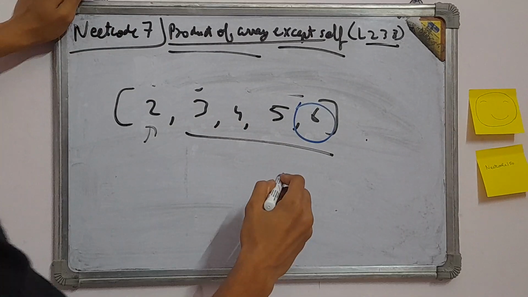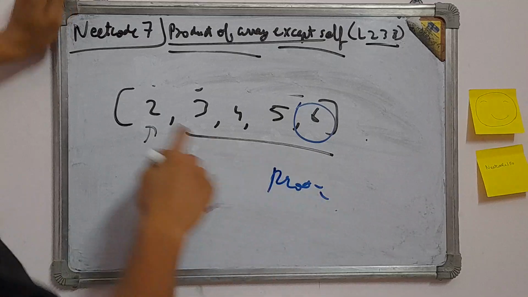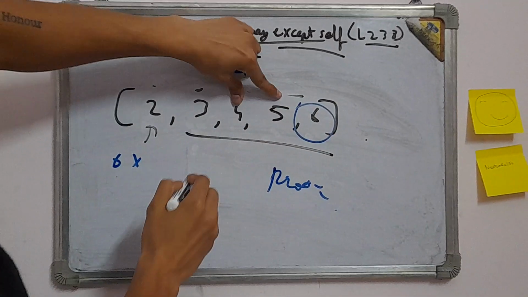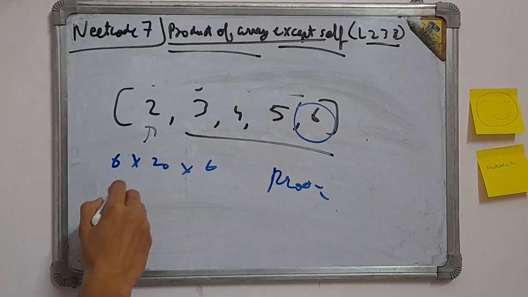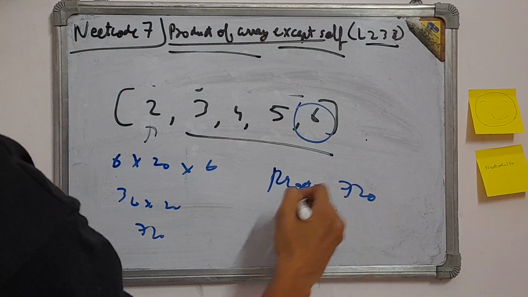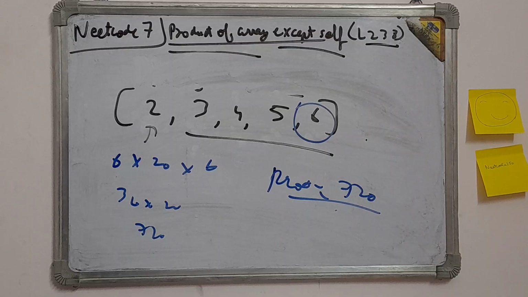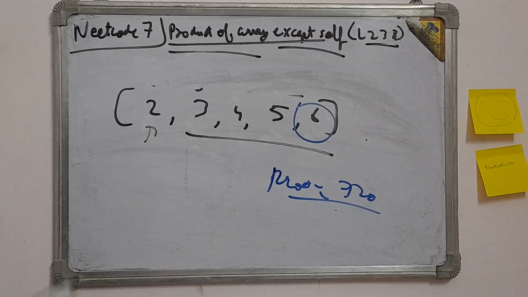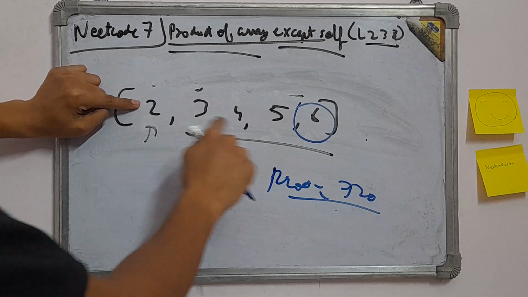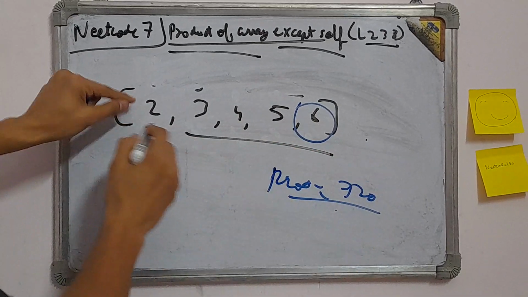So let's calculate the product at once. The product will go 2 into 3 is equal to 6, 6 into 4 is 24, 24 into 5 is 120, into 6 is 720. So we have that the product of the full array is equal to 720. But the question is not asking for the full product. It is asking for the product divided by each element, because 3 into 4 into 5 into 6 is nothing but 720 upon 2, which is this.